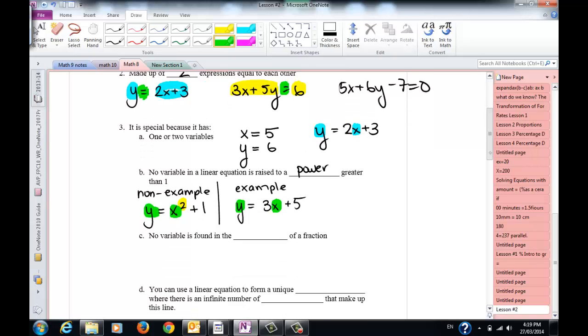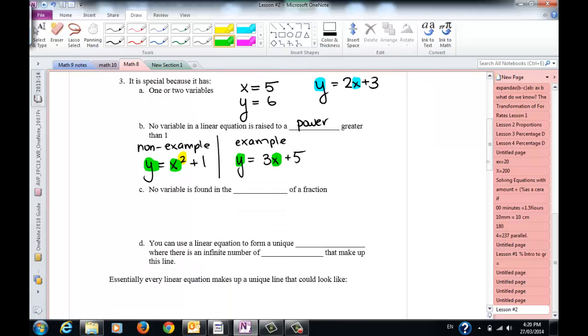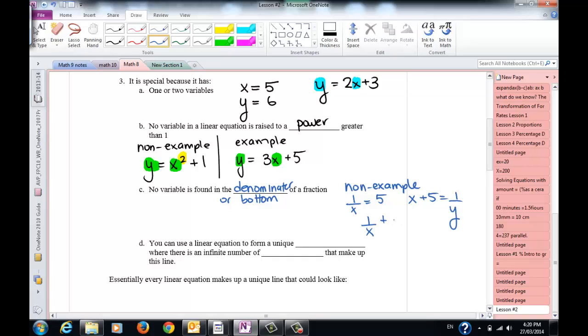And the other type that we can't have is a variable found in the denominator, or the bottom of a fraction. No variable can be found in the denominator of a fraction. So some non-examples. Okay, so we cannot have this. This is not linear: 1 over x equals 5. x plus 5 equals 1 over y. 1 over x plus 3 equals 1 over y. So none of these are linear.